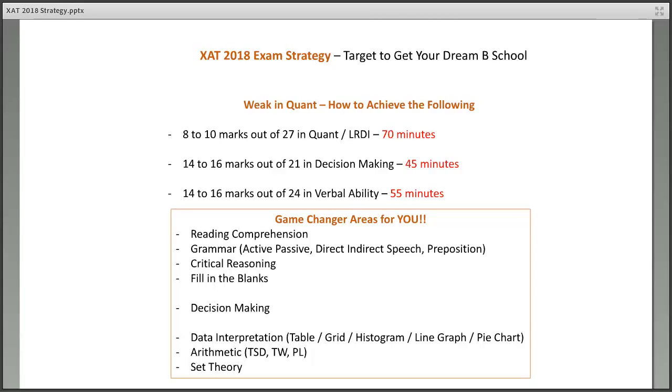Preventing yourself from over attempting should be your aim number one. And aim number two should be to wisely select those 15 questions which you are going to attempt in 70 minutes to be able to get 8 to 10 marks easily.